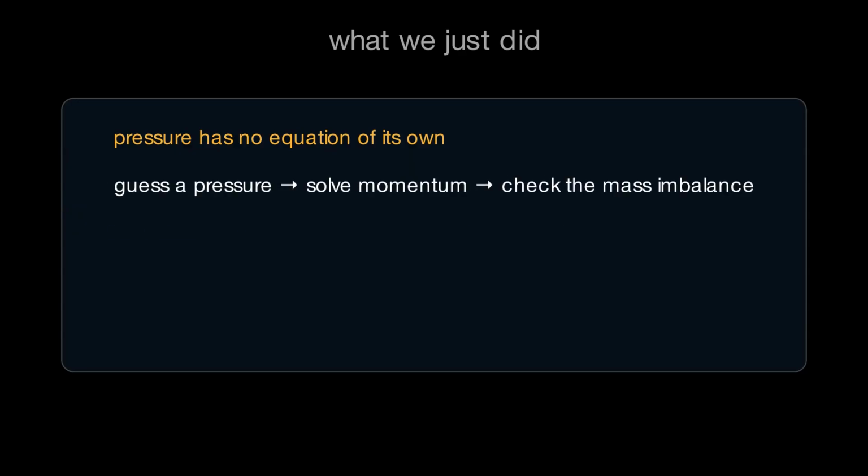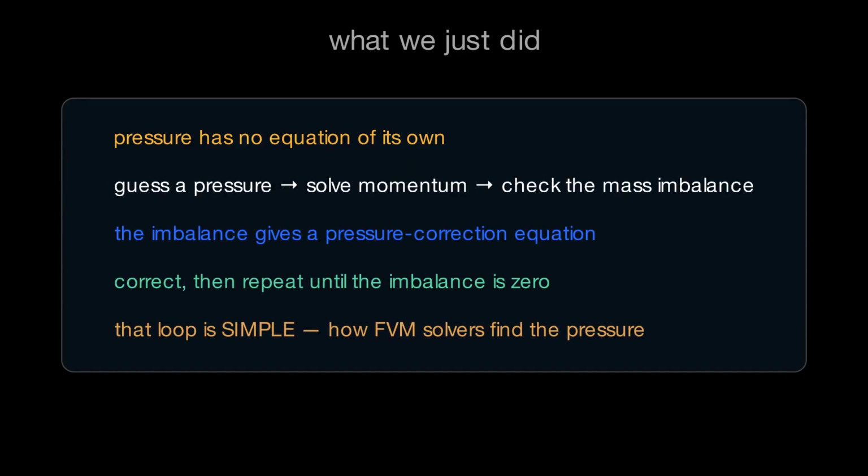So, pressure has no equation of its own. We guess it, solve momentum, and check the mass imbalance. That imbalance gives a pressure correction equation. We correct and repeat until the imbalance is zero. That loop is SIMPLE, how a finite volume solver finds the pressure.